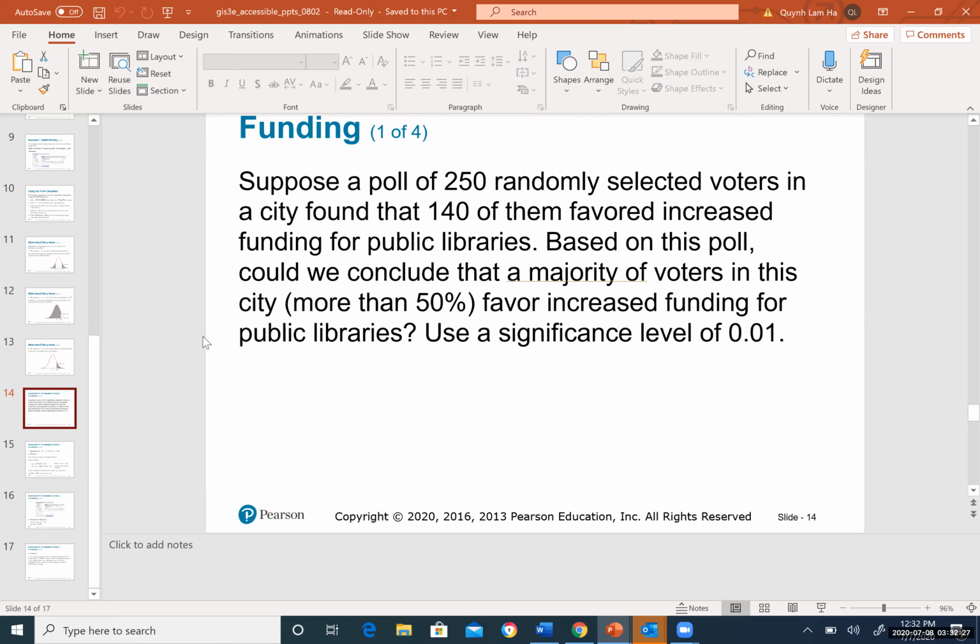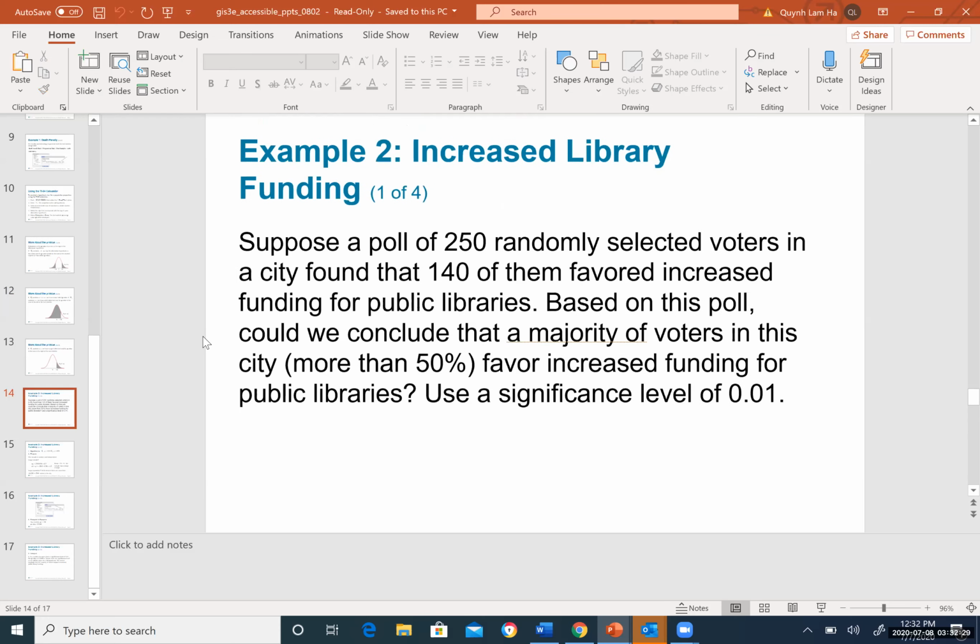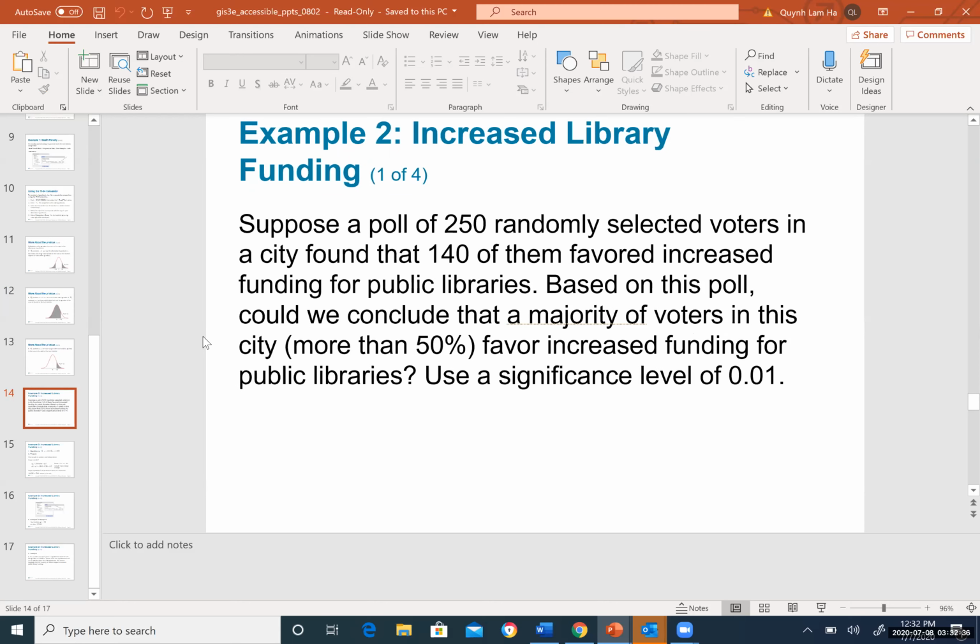So this one is another example. This example is talking about increased library funding. It looks like we are having a number of successes. When I skimmed through this, I noticed that 140 would be my number of successes, and 250 would be my n, my sample size, right? So when you run StatQuant, you will enter 140 for number of successes and 250 for the number of observations.